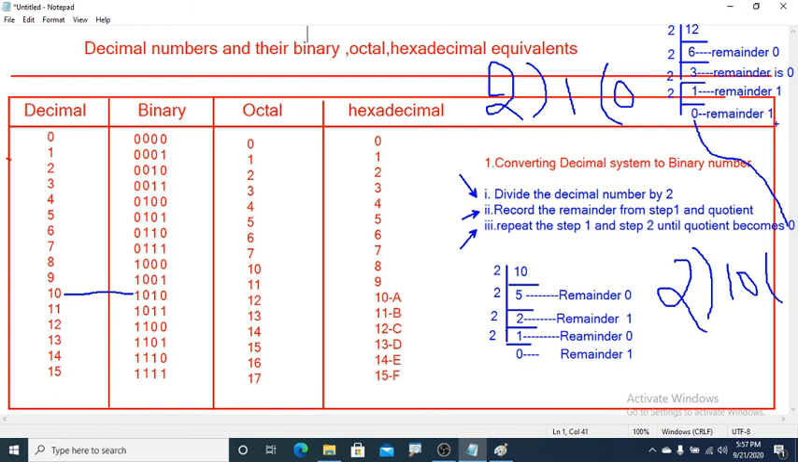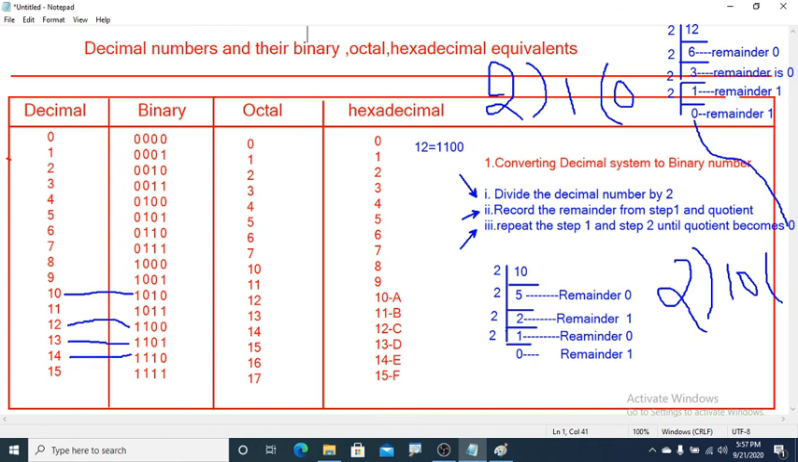So once the process has stopped, we consider the output from bottom to up. So 1 1 0 0. So what is the output? 1 1 0 0 for 12. So this is the output. That means 12 is the decimal number, and the binary equivalent of 12 is 1 1 0 0. Correct? See, 1 1 0 0. So you can test this with 13 and 14 and 15. You will get the correct binary equivalents.